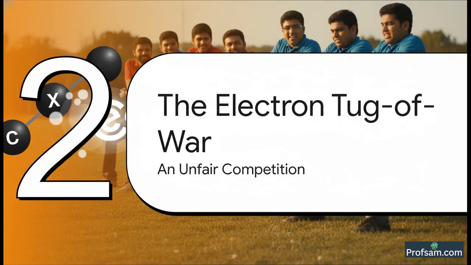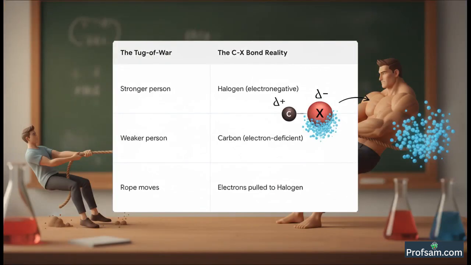Let's build on this idea using a very simple analogy. Honestly, the best way to remember this entire concept is to think of it as a game of tug-of-war. Look at this comparison. It makes everything so clear. In a tug-of-war, you have two people pulling a rope, right? In the C-X bond, you have carbon and a halogen sharing electrons. Now in the game, one person is much stronger. In our bond, the halogen is much more electronegative. So what happens? The rope moves toward the stronger side. In the bond, the electron density is pulled toward the halogen.